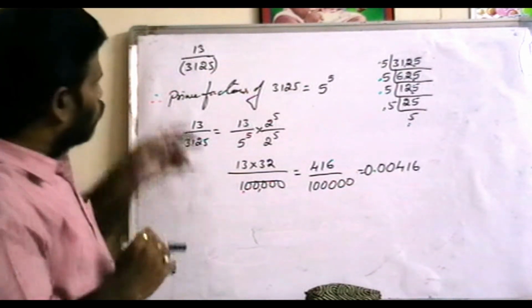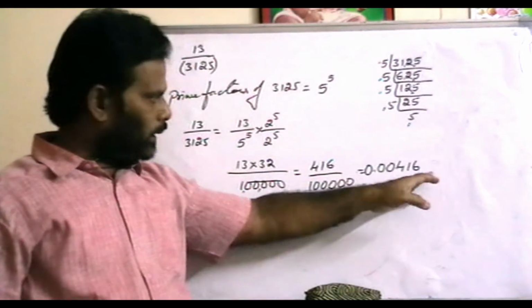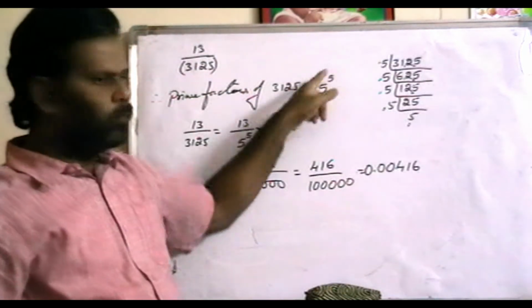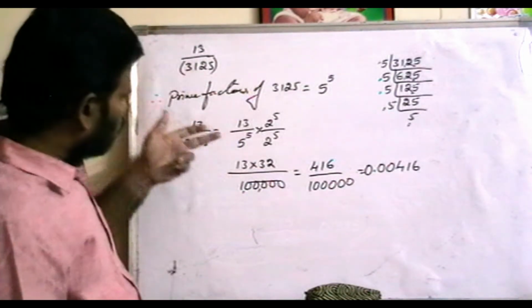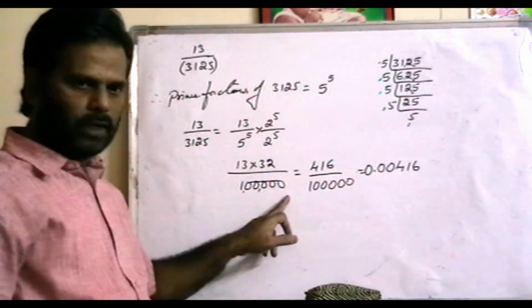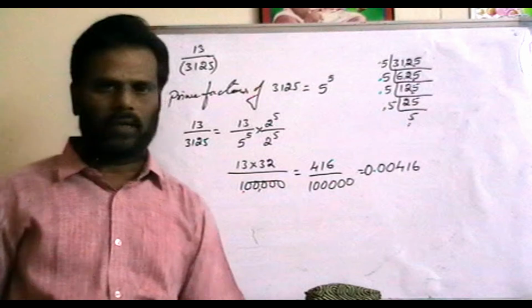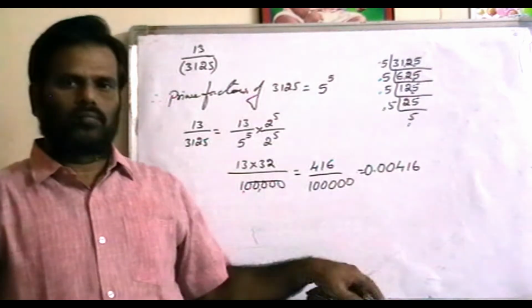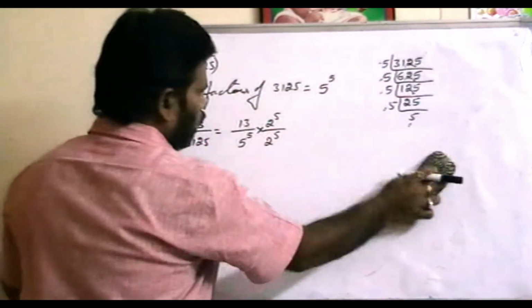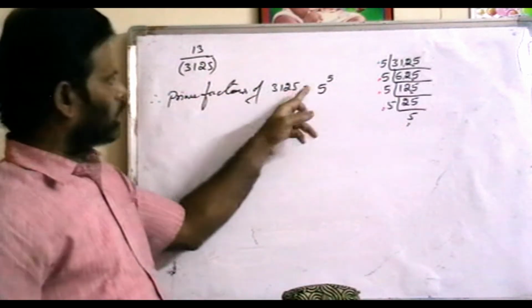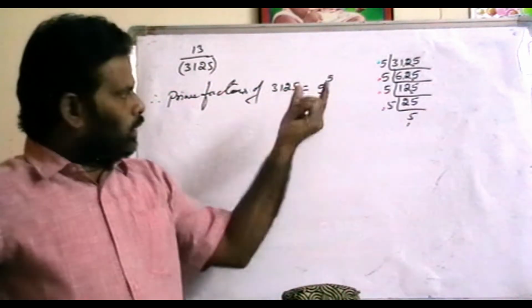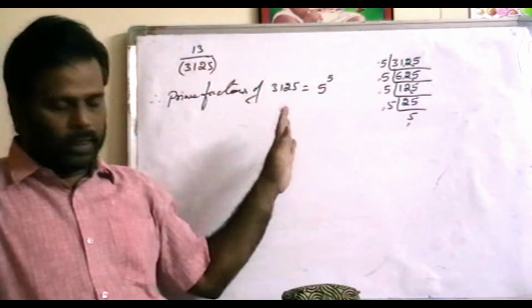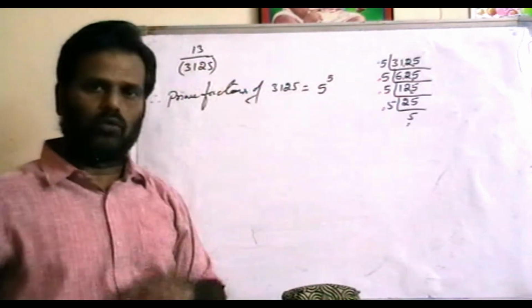So 13 by 3125 changed into decimal form is a terminating decimal. Why? Because the denominator's prime factors are only in the form of 5 to the power of n. That 5 power n we can change into a round figure by multiplying by 2 power 5, and we get 1 lakh. So without performing division we can say that it is a terminating decimal. Simply look at the prime factors of the denominator; if they are only 5's, it is a terminating decimal.